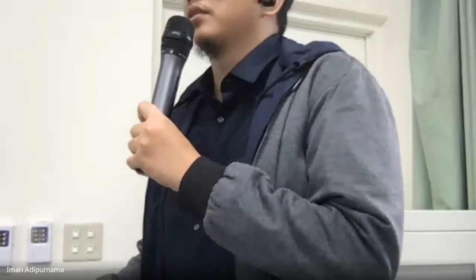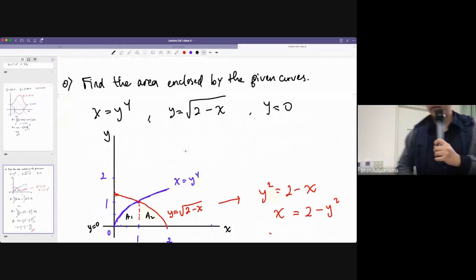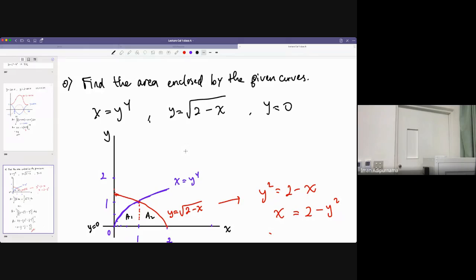Now the first thing you need to do is draw, okay? To draw the curve of x equal y to the power of 4, you should be able to draw that. y equals square root of 2 minus x, you should be able to draw that. Okay, so the blue color is x equal y to the 4.